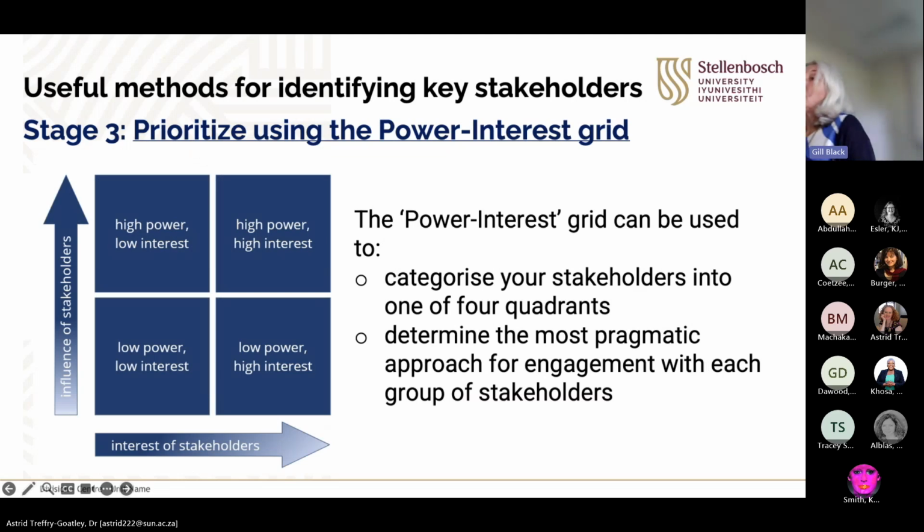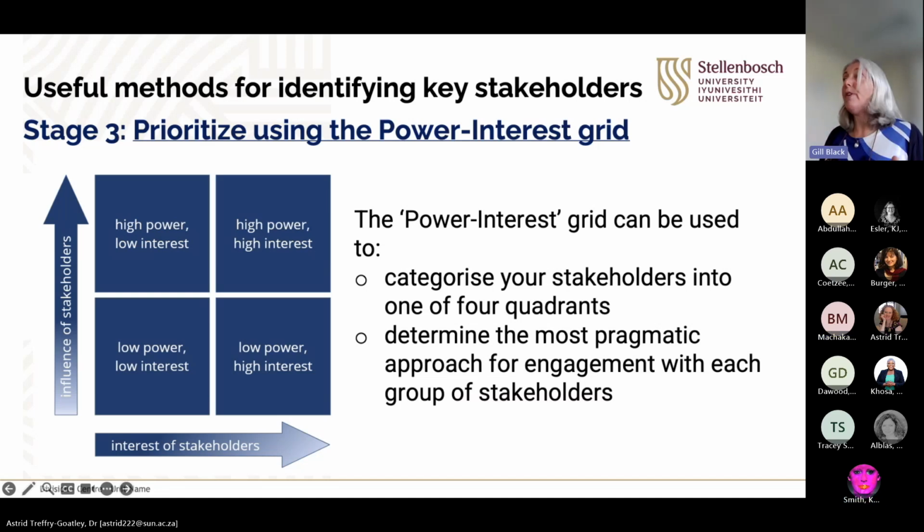So the third step is prioritization. One of the very well used tools that you will see again and again and again in stakeholder mapping resources is this power interest grid. And prioritizing which stakeholders to engage with and to what extent is also crucial, because you can't give the same effort and energy to all of your stakeholders.